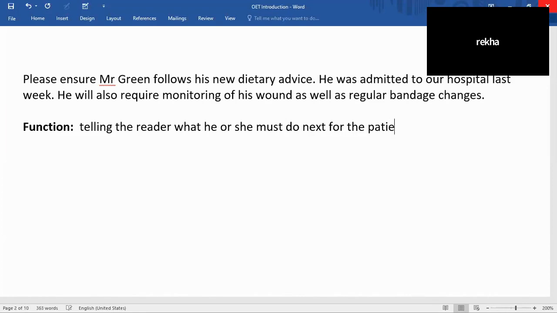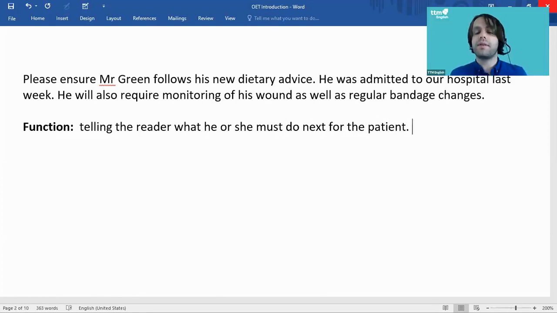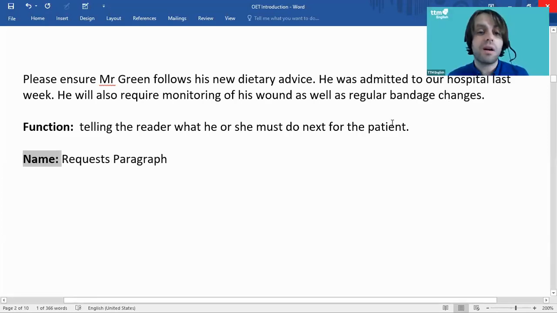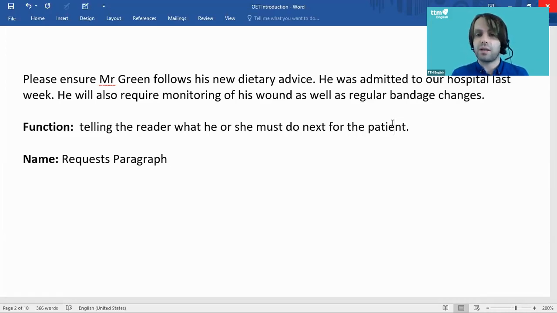So we all know that it's this type of paragraph. What's the typical name in OET? We call this a request paragraph. Good, just have the microphones off. So yeah, a request paragraph. What we're saying is that the function of this paragraph is to tell the reader what to do next.